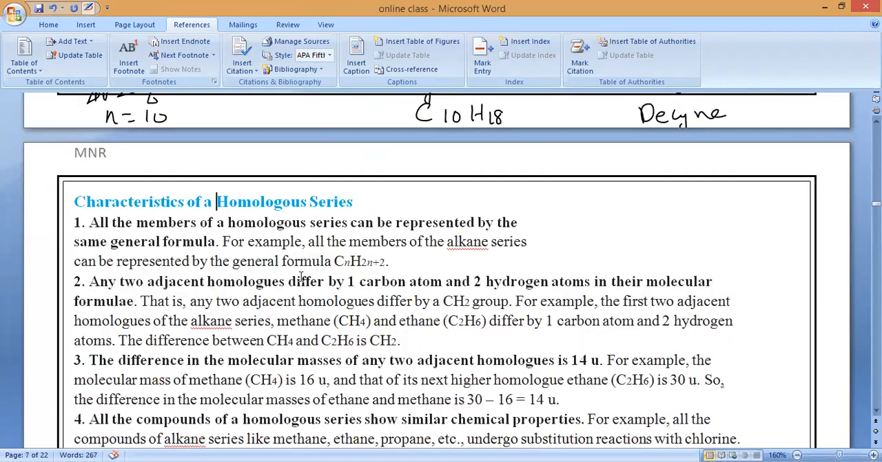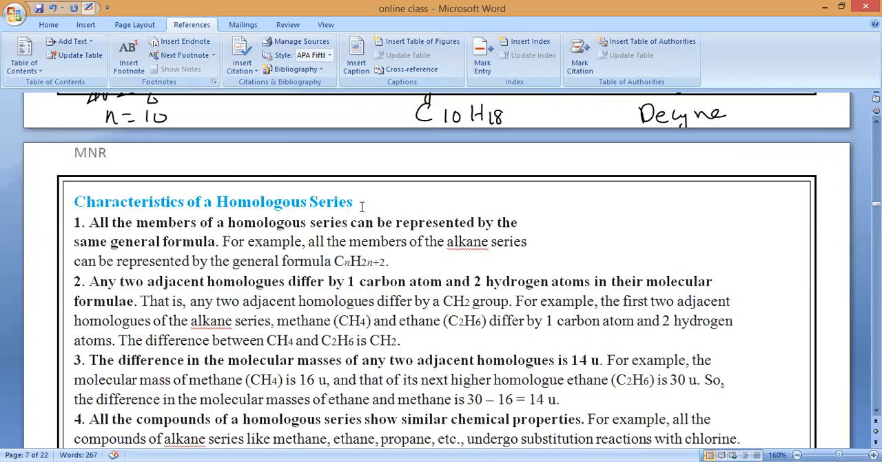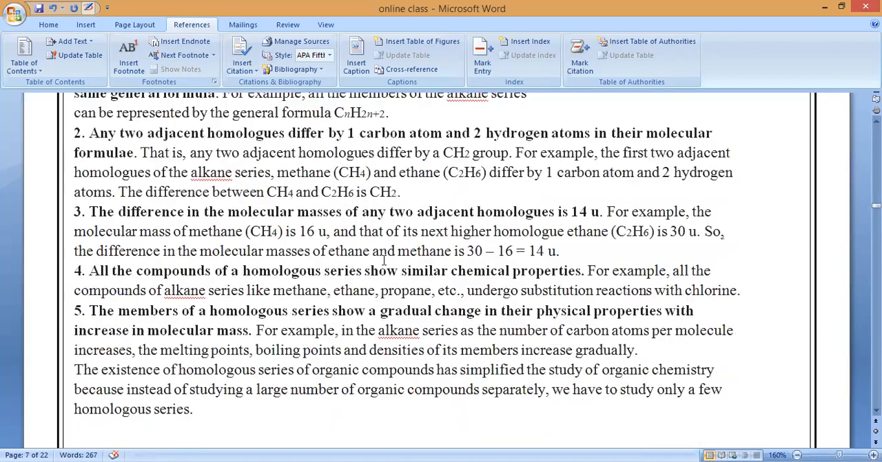So many times this question has come. Characteristics of homologous series. You can write like this. Here, the example of alkanes alone is given. You can write alkenes and alkynes also. Please write these five points in your classwork and learn. I will send the PDF. Whenever you are free, today evening or at night, all of you should know these characteristics of homologous series of any substances. It may be alkanes, alkynes, alkenes, or in future we are going to study alcohols, aldehydes, ketones, carboxylic acids. They are also called homologous series only. For them also, the characteristics always remain the same.